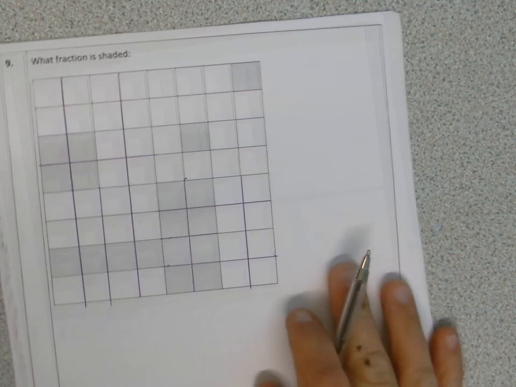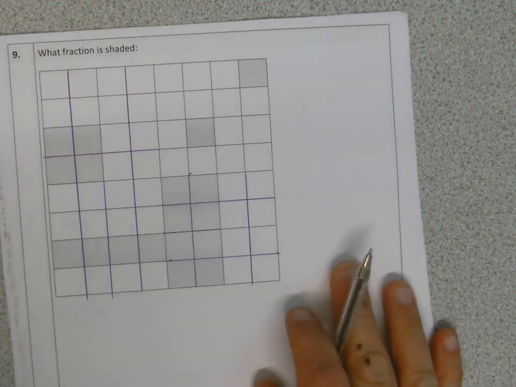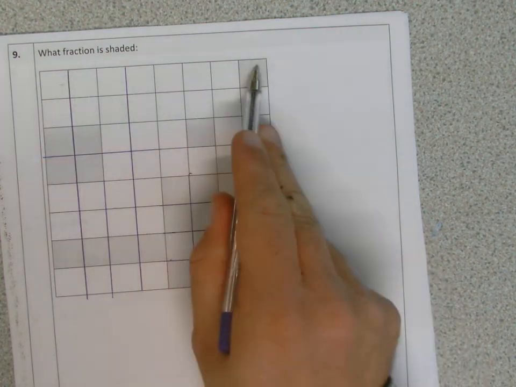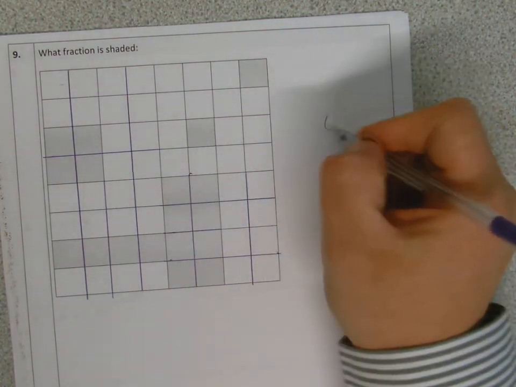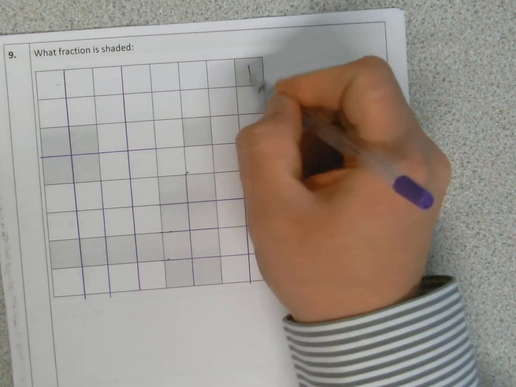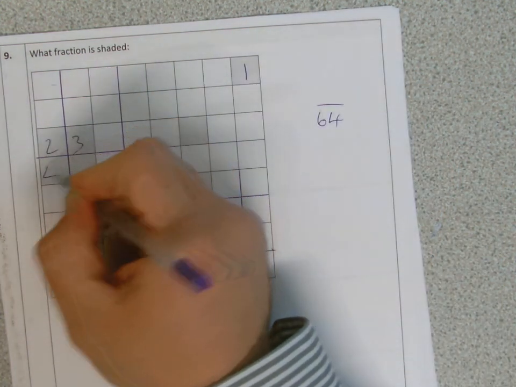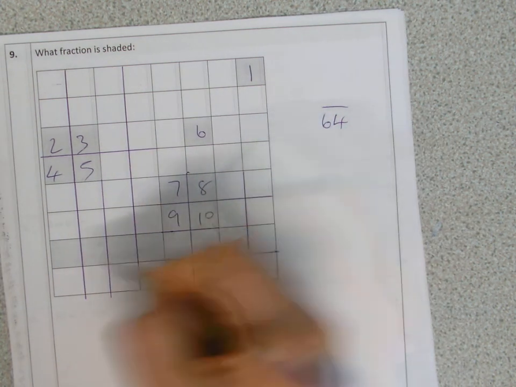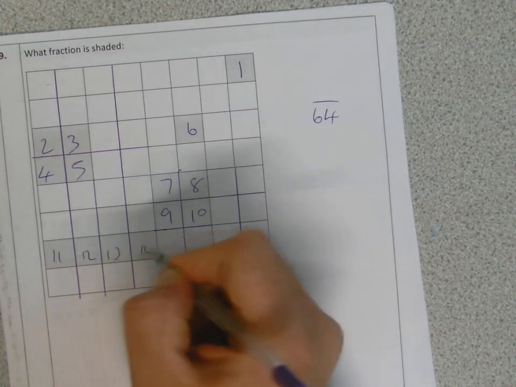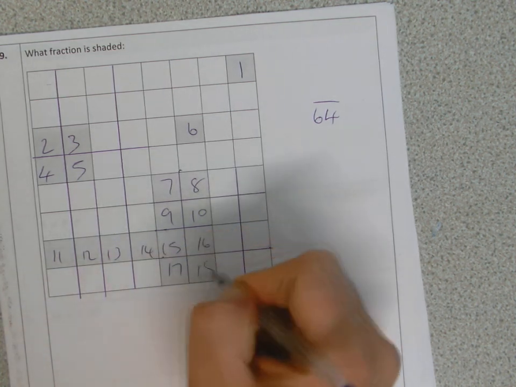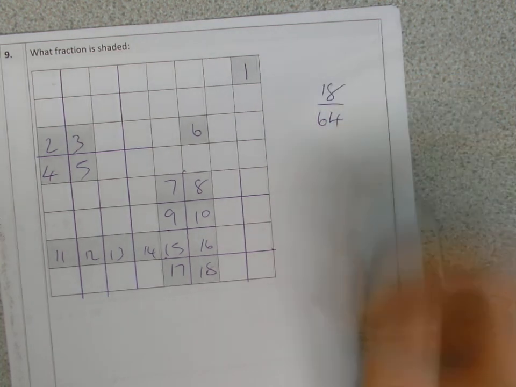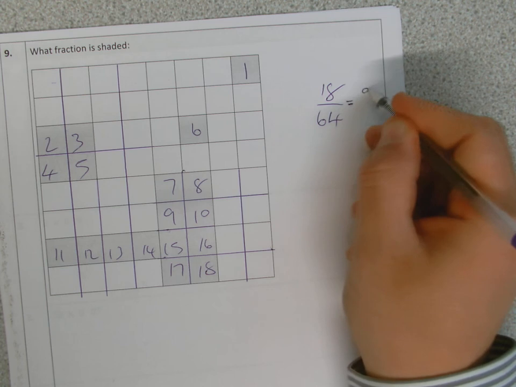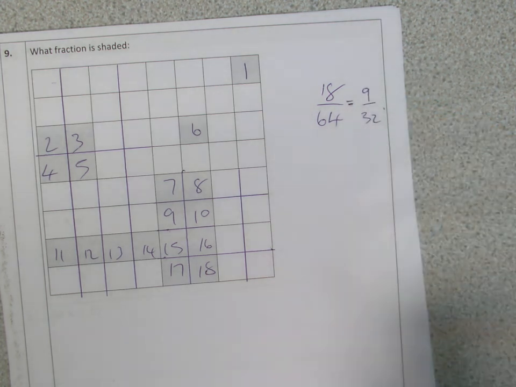Now you can see this is much more manageable. And then we can count how many squares there are in total. I think it goes 8 across and 8 down, so 64 squares. Let's count them when they're shaded. 1, 2, 3, 4, 5, 6, 7, 8, 9, 10, 11, 12, 13, 14, 15, 16, 17, 18. This is 18 shaded. This is 18 of the 64. We can simplify that. We could halve it, couldn't we? Halve the top, halve the bottom, and we're done.